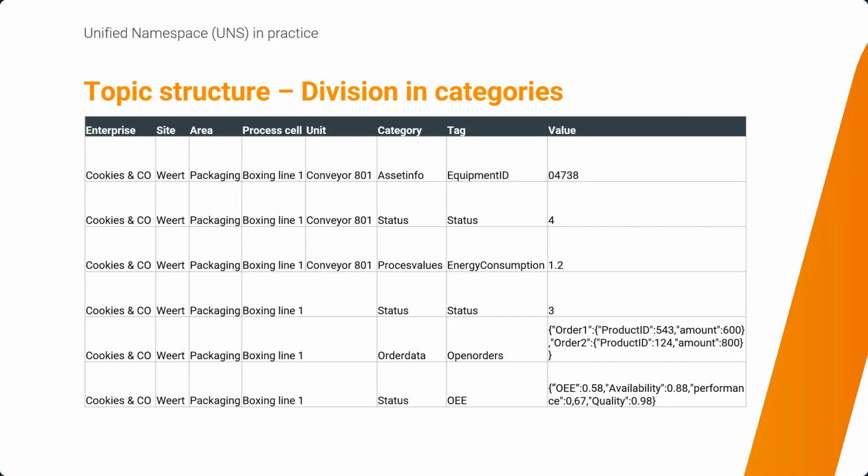And then when we take a look at the boxing line itself, so not on the unit level, but on the process level, we have the same set of categories where we have tags in. So we have a status category that tells us something about the status itself and a status tag. But the OEE is also a status of the boxing line. The current OEE is a status. And we have a set order data with open orders that host the same orders as we just saw. But we can also have a tag called closed orders, which also has a JSON or a data set with all the closed orders.